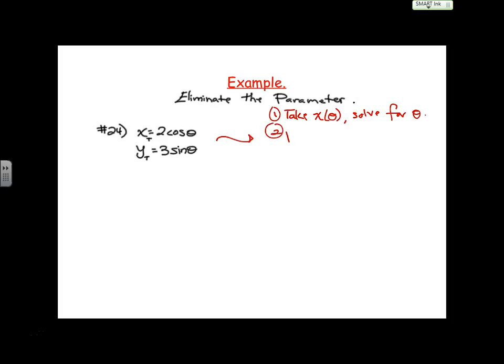Then we're going to plug in the theta expression to the y equation. And the third step, technically kind of understood in almost all math problems, is simplifying.